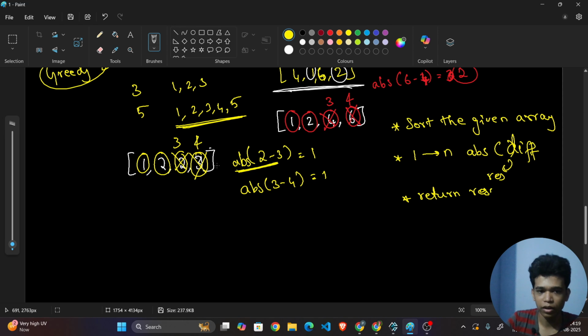Yes, because see here it is 1. Okay, and 1. So 1 minus 1 is equal to 0. Anyhow, adding the 0 will not affect our answer. Can you understand this? Okay, fine.